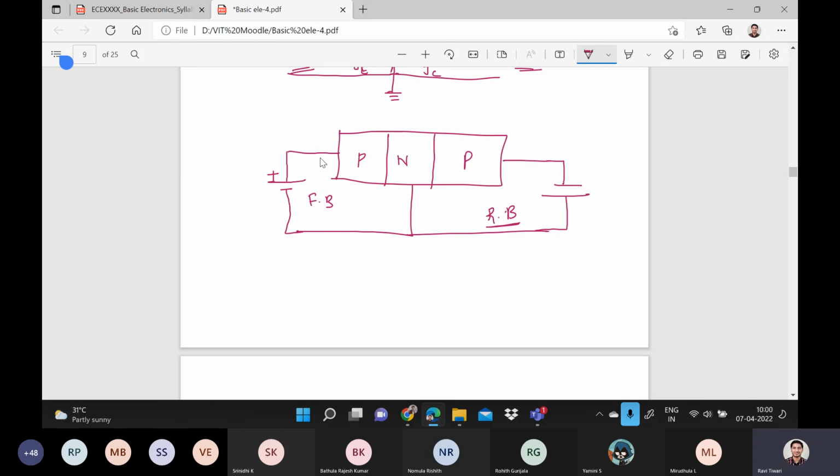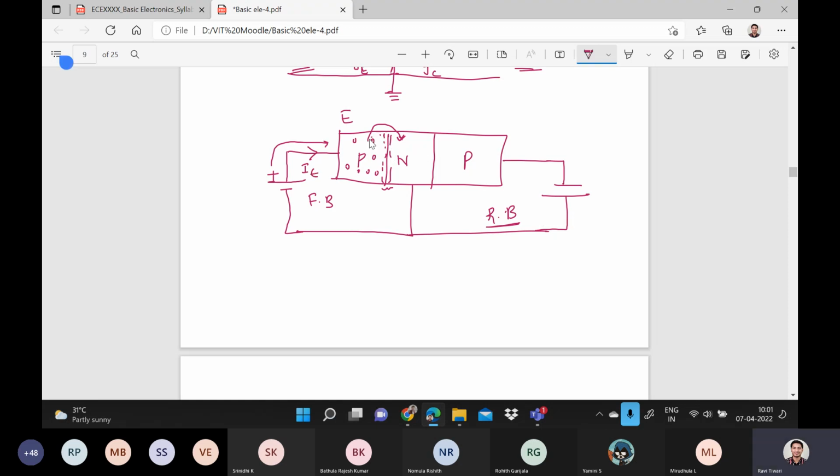What will happen? Here we have holes, right? These are the holes in the majority. So this is the positive. What will it do? It will repel, right? So it will repel the holes, and as this is a forward bias, the junction width will reduce and the holes will try to jump into this region, the base region. Okay. And as this is the emitter terminal, this current is called the emitter current.